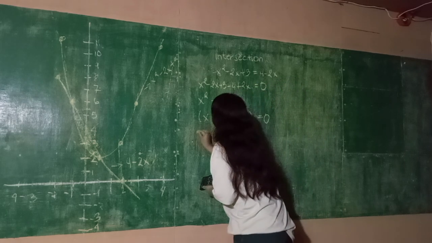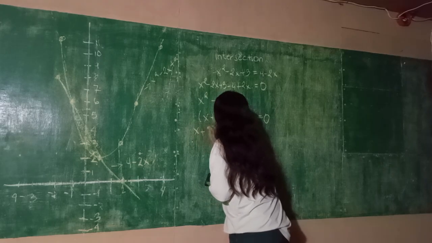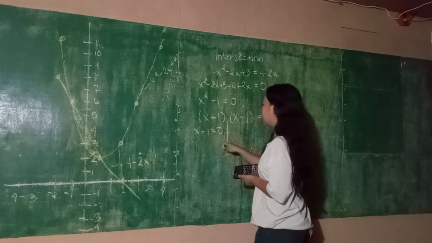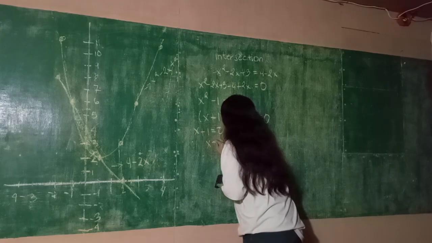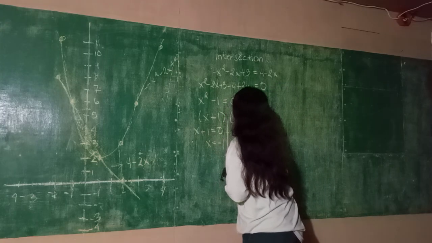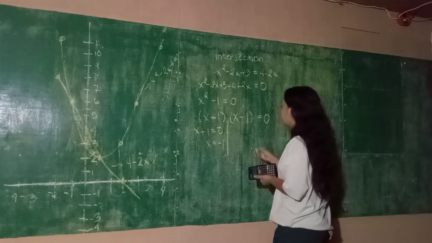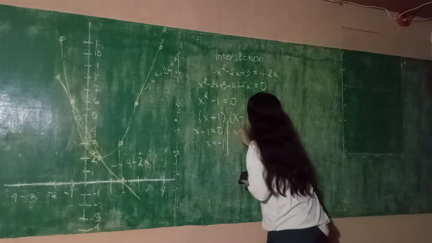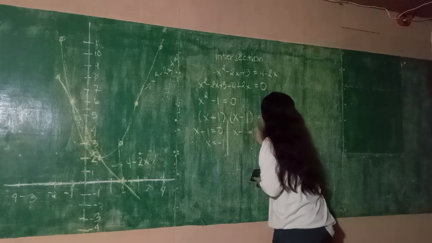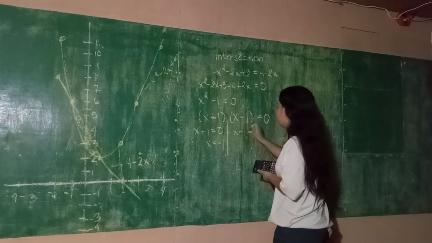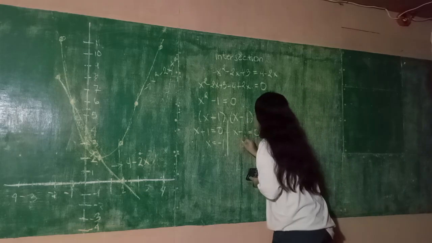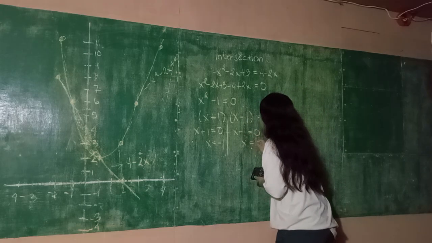So it will become x plus 1 equal to 0. So transpose 1 to this side, so it will become x equal to negative 1. And also, x minus 1 equal to 0. Transpose this 1 to this side, so it will become x equal to 1.